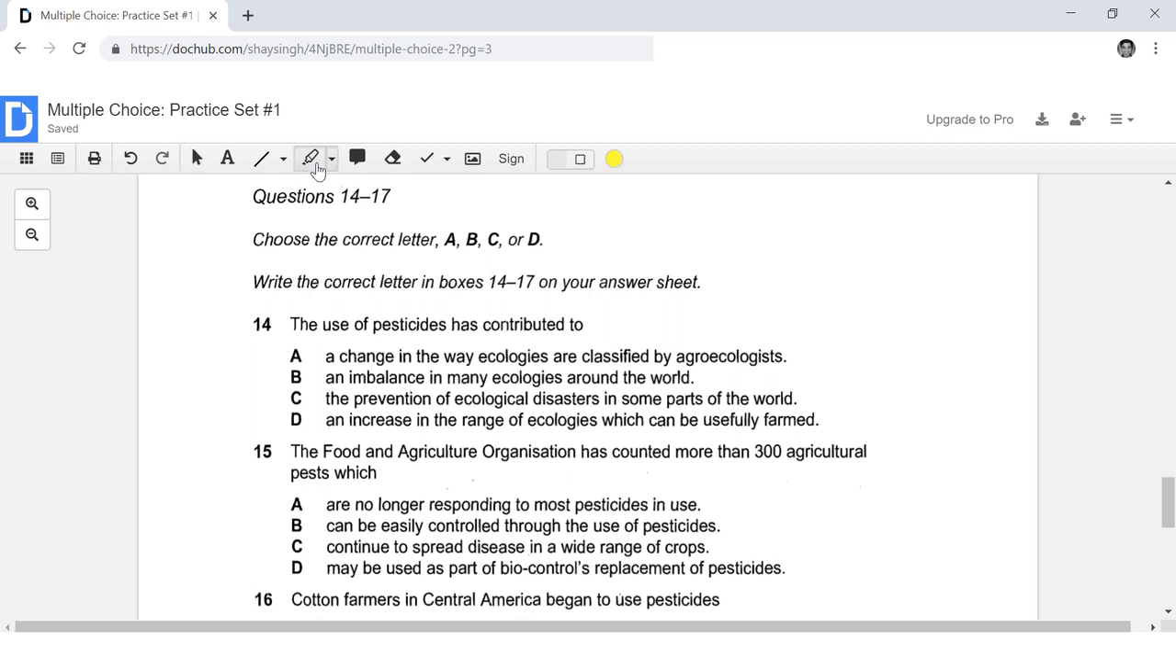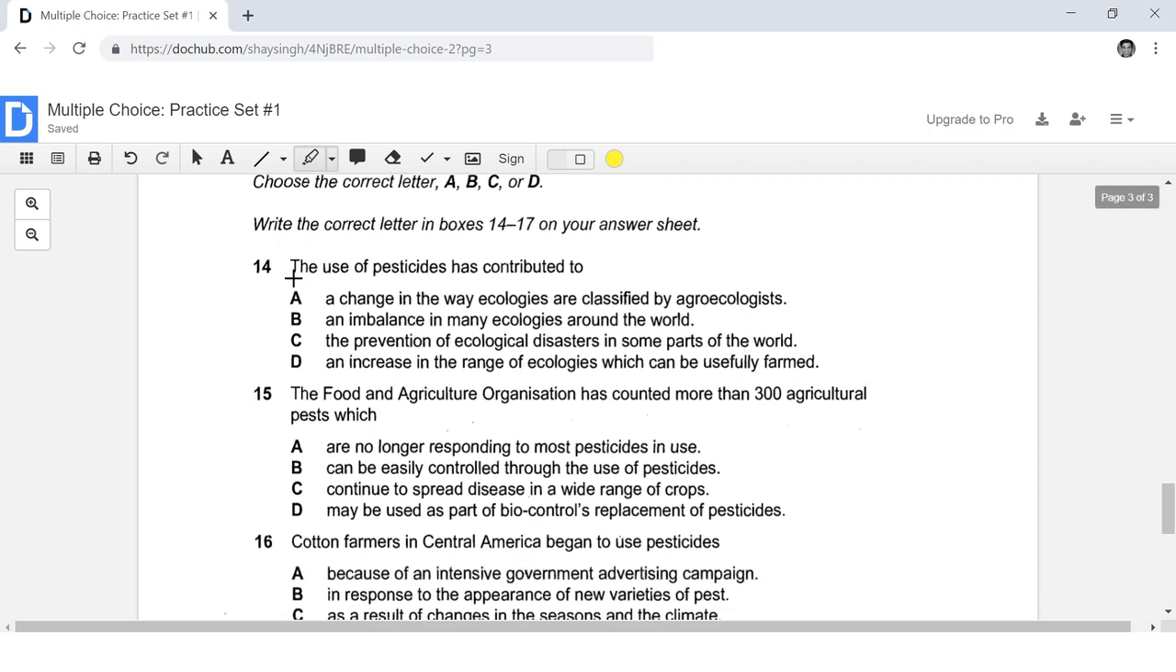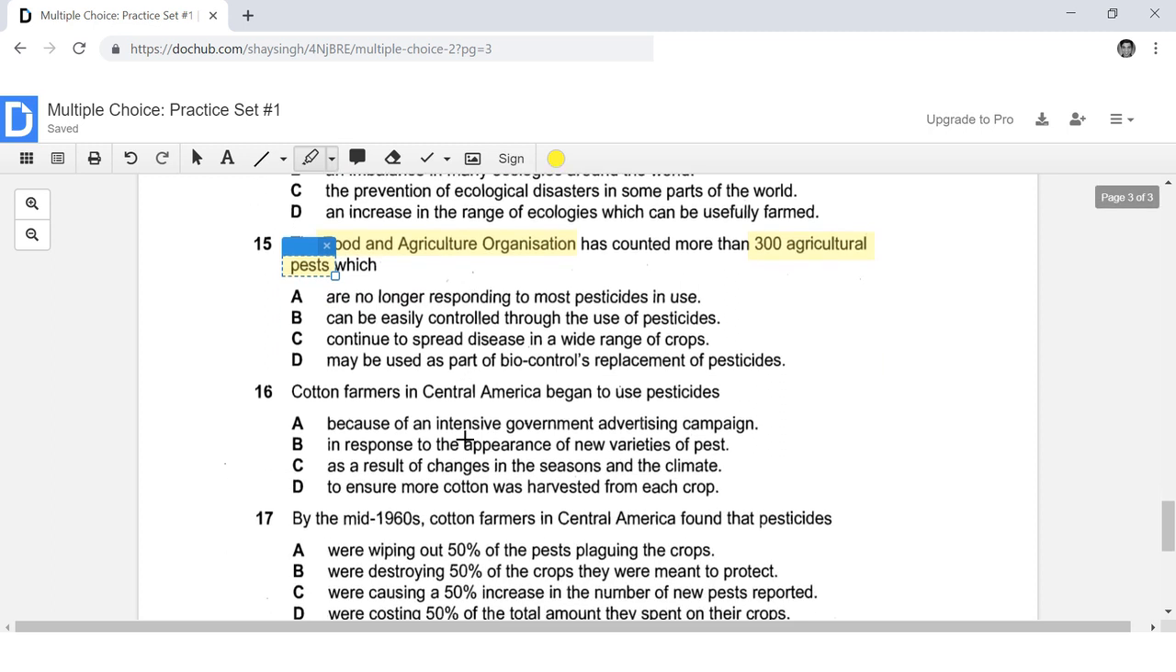So let's begin by first marking our keywords. Number 14, use of pesticides. We want to know what it has contributed to. With number 15, we have Food and Agricultural Organization. That's a great keyword. 300, that's another great keyword. The number 300, that's going to be very easy to find. 300 agricultural pests. Number 16, we have something about cotton farmers in Central America. That's also going to be very easy. That's another proper noun.